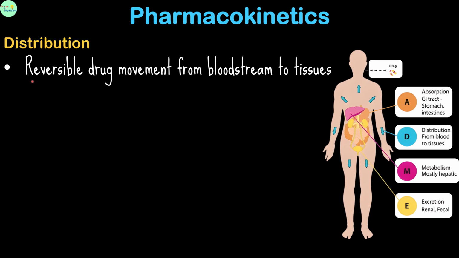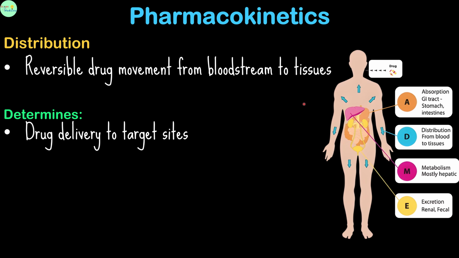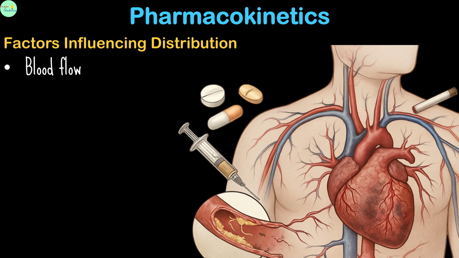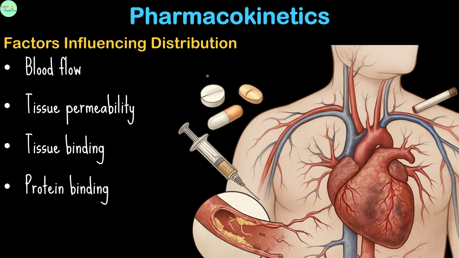Distribution is the reversible movement of a drug from the bloodstream into the tissues and interstitial fluids of the body. This phase determines the extent of drug delivery to its intended site of action and, equally important, to potential sites of toxicity. The journey of a drug through the body is governed by key concepts including regional blood flow, tissue permeability, tissue binding, and critically, plasma protein binding.